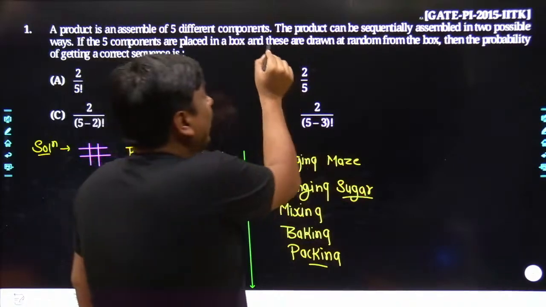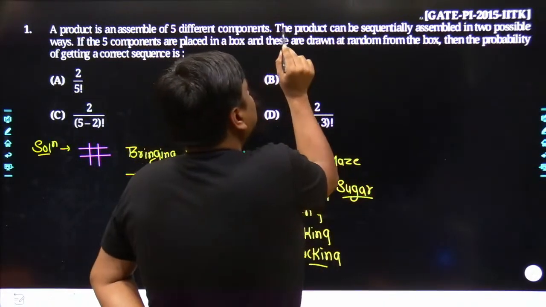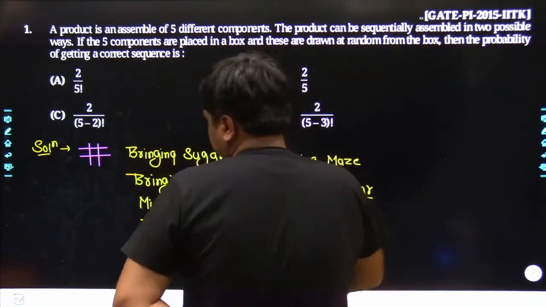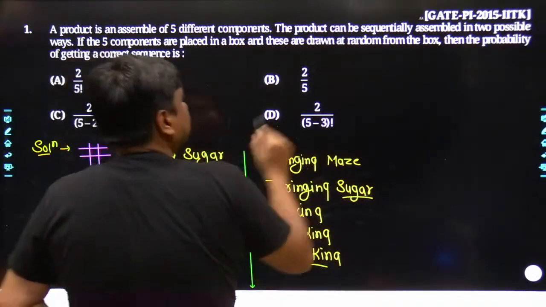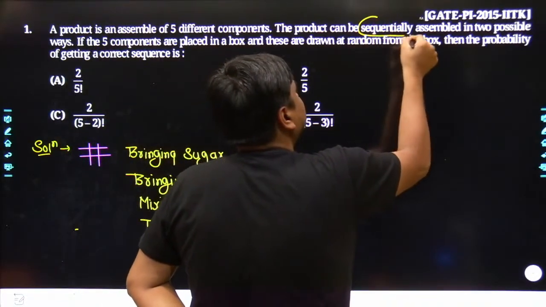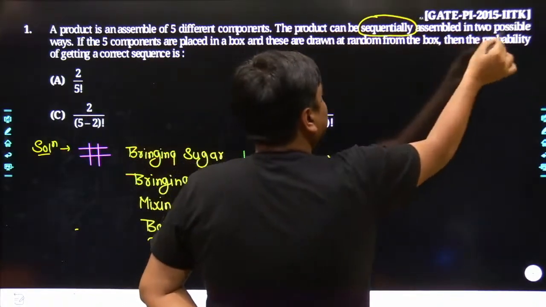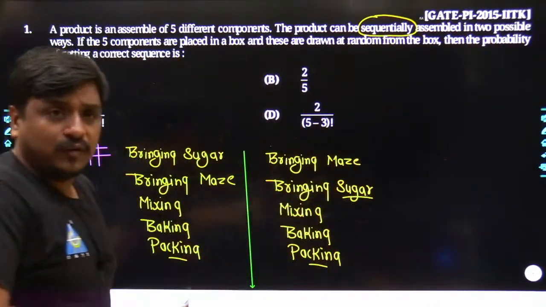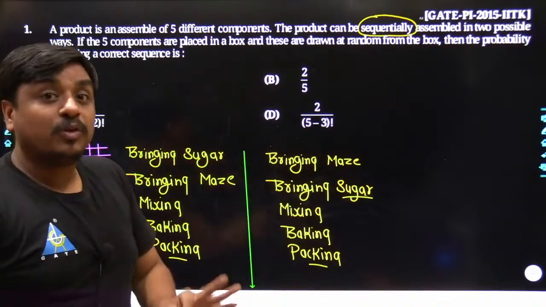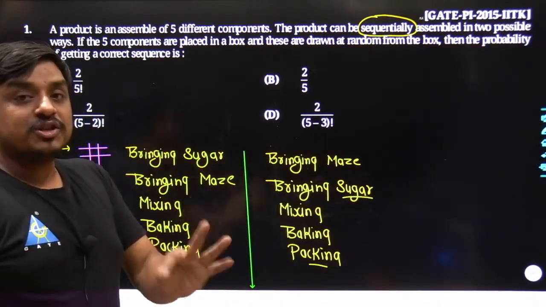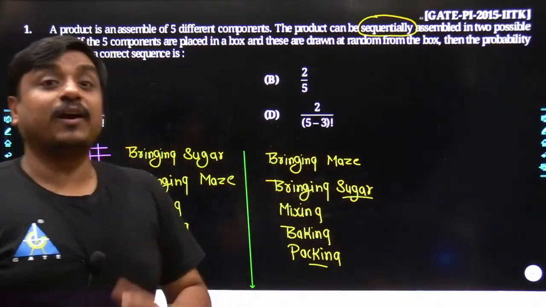And be careful while reading this problem, it has been clearly given that the product can be sequentially assembled. That means all of the products have to have a certain sequence. Obviously, in 2 possible ways. That means out of 5 factorial ways, only 2 possible ways are the ways through which you would be able to deliver the final product.